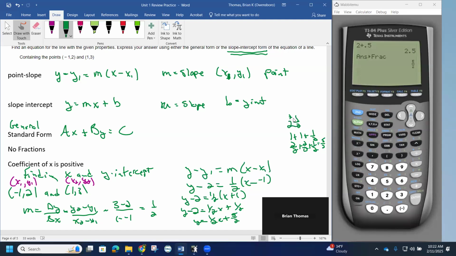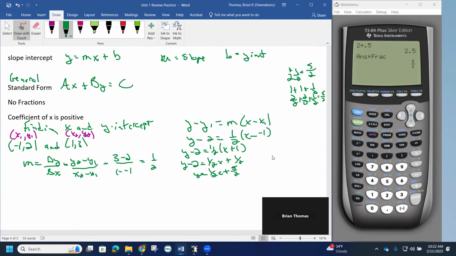The shortcut for 2.5 is you can also just multiply 2 times 2 and then add the 1. 2 times 2 is 4, and 4 plus 1 is 5. That tells me how many halves there are: five halves. So the 2 times the 2 plus the 1 creates my numerator, and I keep the denominator of 2. That's how we could do it if we didn't want to use the calculator. So that would be the slope-intercept form, y equals 1/2 x plus 5/2. And that's as far as I want to take it. I'm not going to put it in standard form.